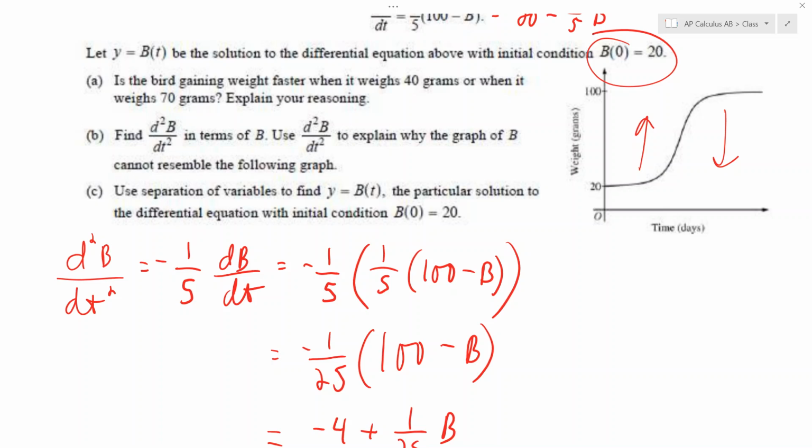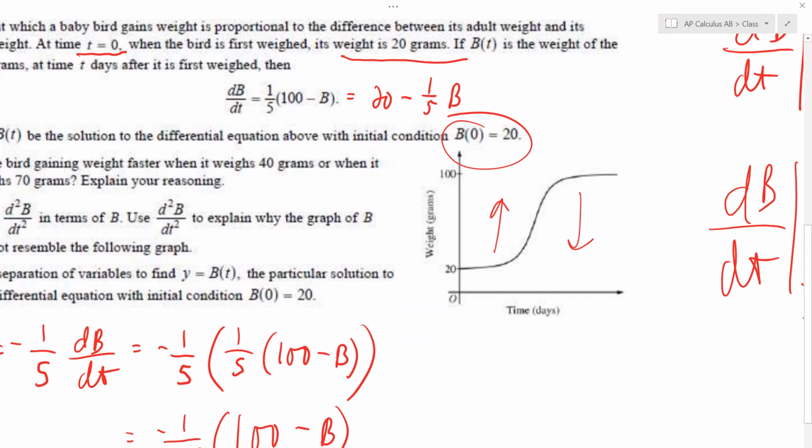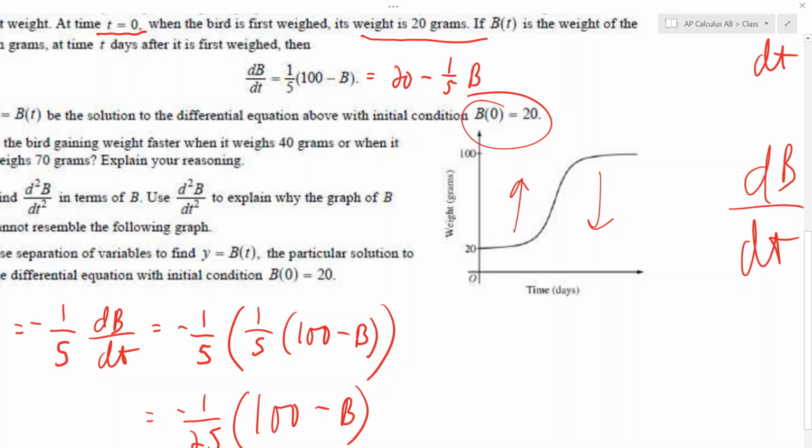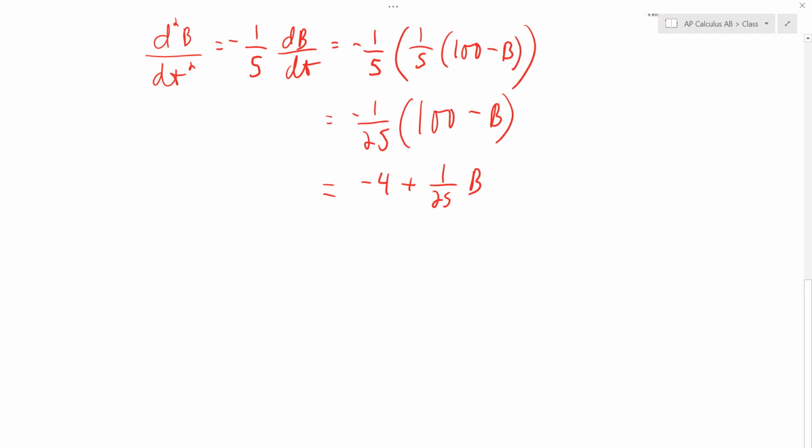If you plug 20 into your second derivative, do you get a positive or negative number? Negative, right? And remember, we're plugging in 20 for B, but at that time, the time is really 0. So what that tells us is at time 0, the graph should be concave down because the second derivative is negative. But the graph they gave me at time 0 happens to be concave up. That's all we're going to say. So we can write it out in words.